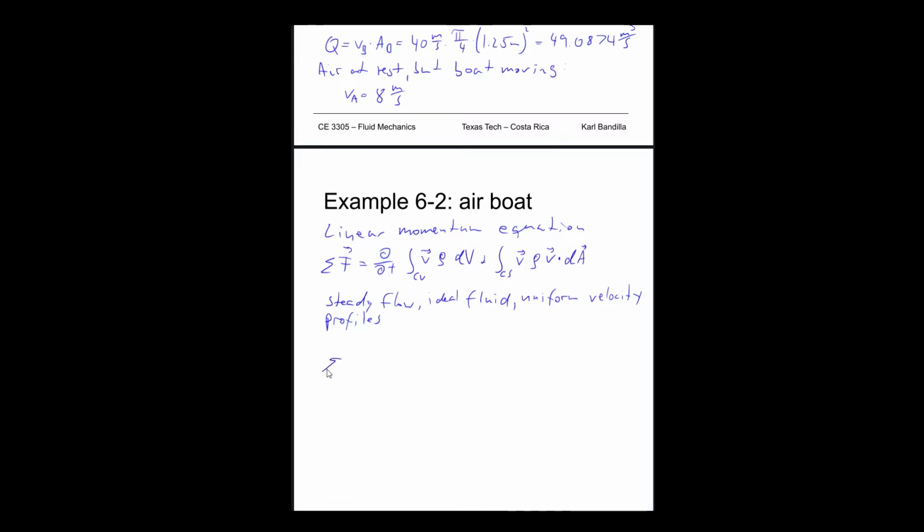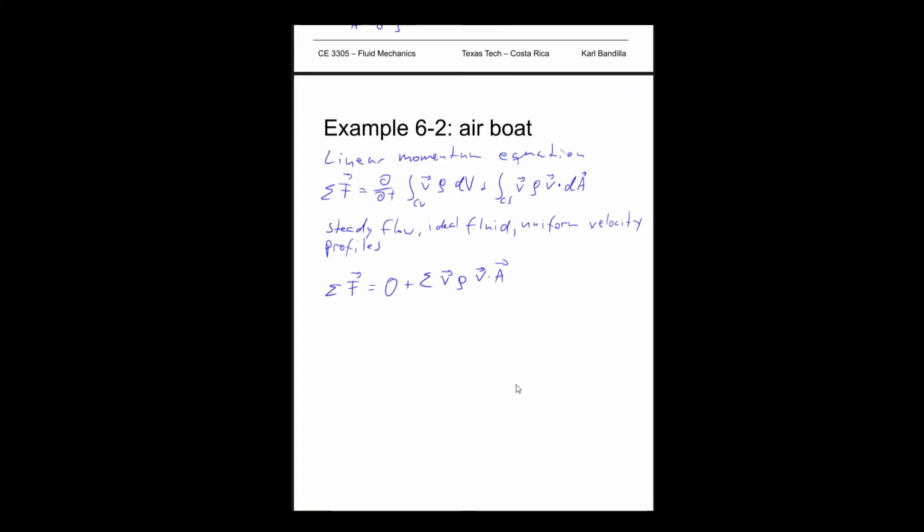So we still have the sum of forces on the one side, but we know for steady and incompressible flow, we get rid of that first term, right? The control volume term drops out, and then we can write the rest here as just a sum instead of an integral, right? So we'd have, in this case, V times rho times V dotted with A. That would be our new equation.